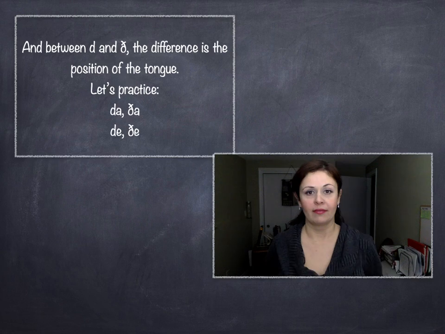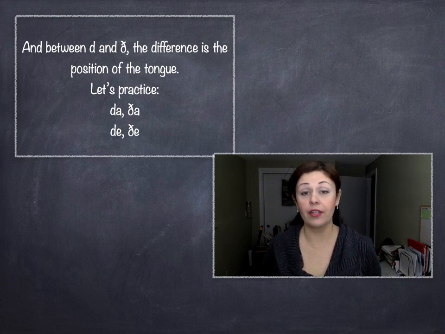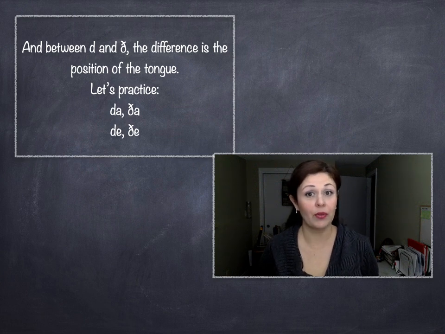And between "da" and "the", the difference is the position of the tongue. Let's practice. Da, da. De, they. They sound very similar, and in many languages they are the same sound, but in English we do separate them. So the letter D, da, is different from the "th", the. So, da, de, they.